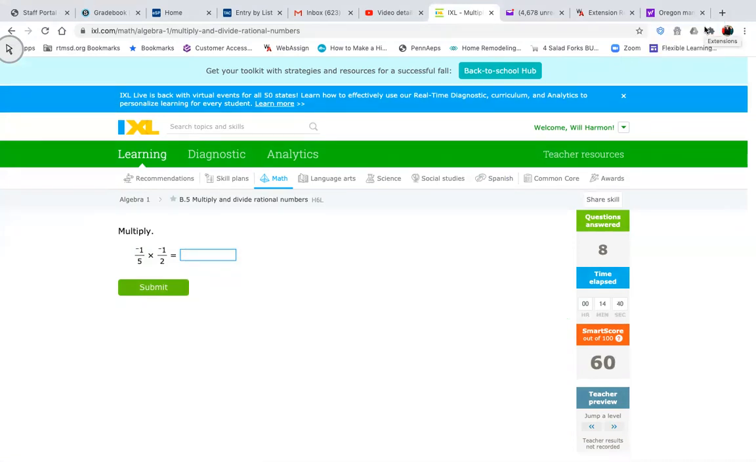So -1/5 times -1/2 is 1/10, because a negative times a negative is a positive. So 1/10.